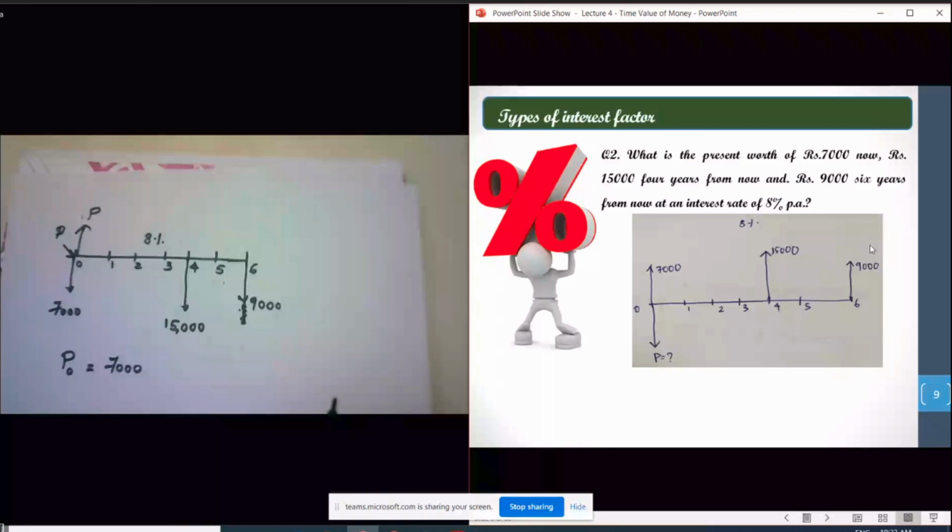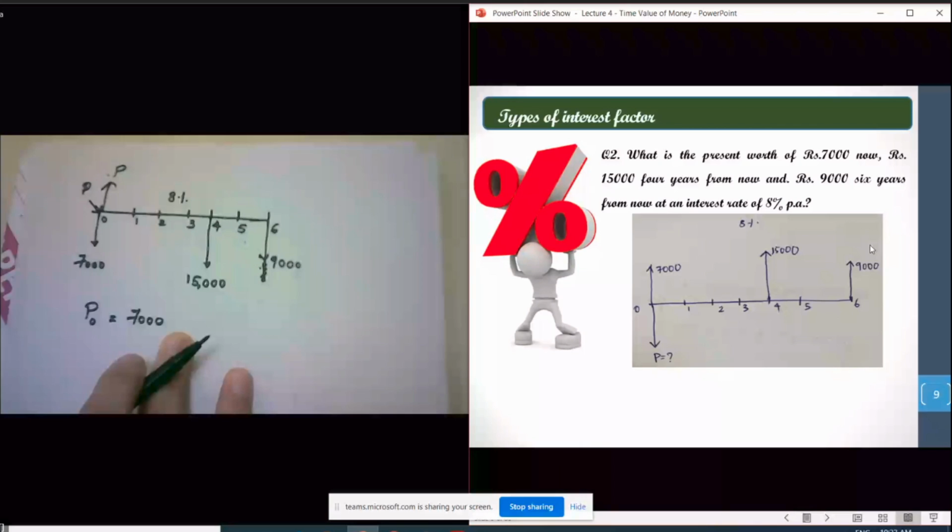Is it 7,000 only, or will any interest factor be added to this? No. Since it is already in the 0th year, there is no interest added to this. So the present value of 7,000 at year 0 is 7,000 only. So this will be P0 equal to 7,000.